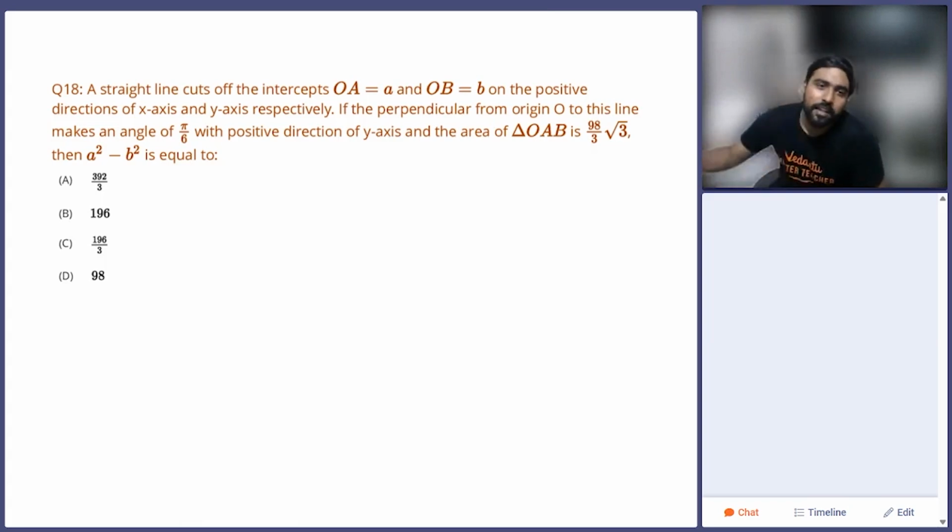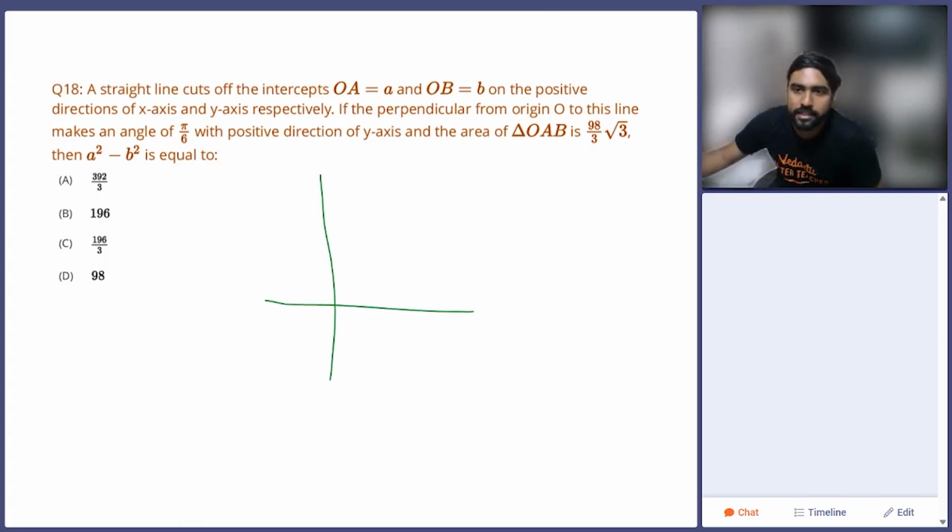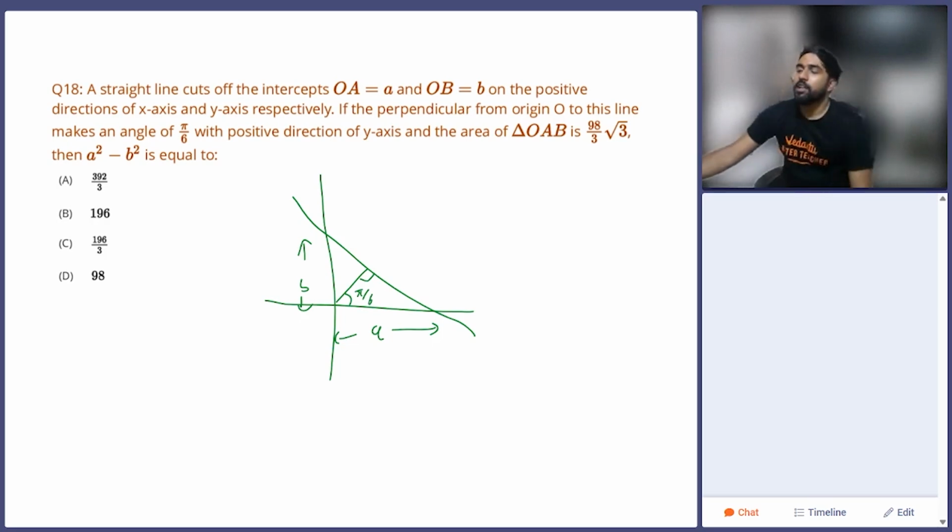Moving on. So you have a line which cuts the opposite directions of the x-axis and y-axis. It's cutting a units on the x-axis, b units on the y-axis. The perpendicular from the origin to this line is making an angle of pi by 6 with the y-axis. So with the x-axis, I can say that this is pi by 3 over here.